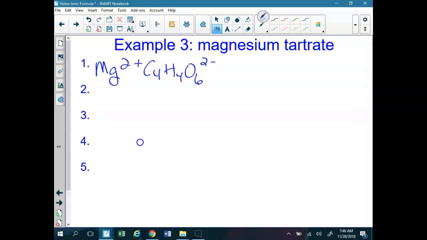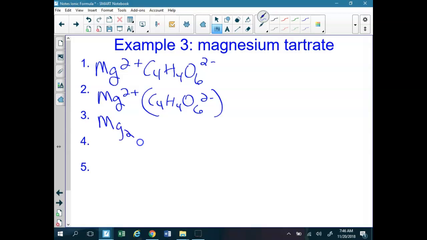All right, do either of these get parentheses? Mg doesn't, it's monatomic, but this one does, right? Tartrate gets parentheses around it, agree? Because it's poly, 2 or more atoms, so carbon, hydrogen, oxygen has 2 or more. Crisscross down, what am I trading? The 2 and the 2, yes? So Mg gets a 2 from that guy, C4H4O6 gets a 2 for magnesium. Gotta write them as subscripts, gotta crisscross them down.